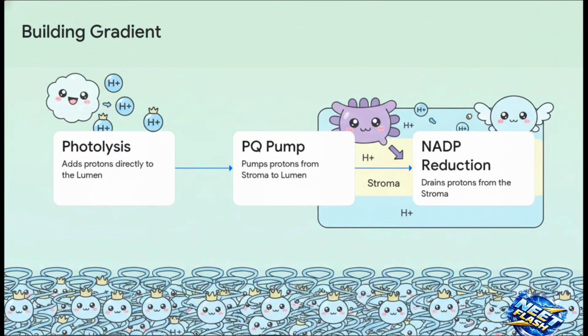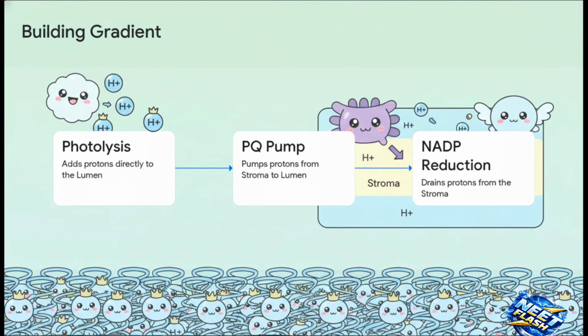It basically uses 3 distinct tricks to stack protons, or H+ ions, inside the thylakoid lumen. First, like we discussed earlier, the photolysis of water happens on the inner membrane, directly dumping protons right into the lumen. Second, as plastoquinone passes electrons along, it actively pumps even more protons from the stroma outside into the lumen inside. And third, on the outside stroma, the reduction of NADP+ to NADPH physically consumes protons, draining them from the outside. The end result? The lumen becomes totally packed with protons, while the stroma is heavily depleted.